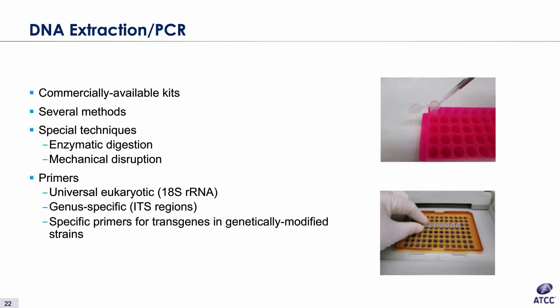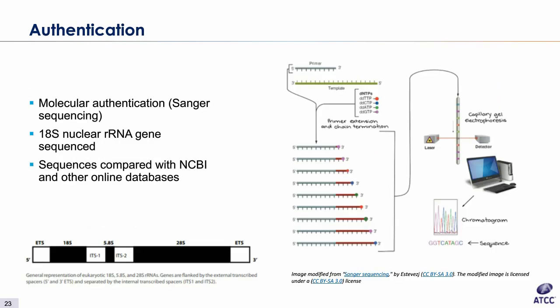Now, once we have our PCR product, we can send it for authentication. We use Sanger sequencing to do our authentication, a diagram of which is provided here. The 18S nuclear RNA gene is sequenced, and once the sequence is obtained, it can be compared with NCBI and other online databases.